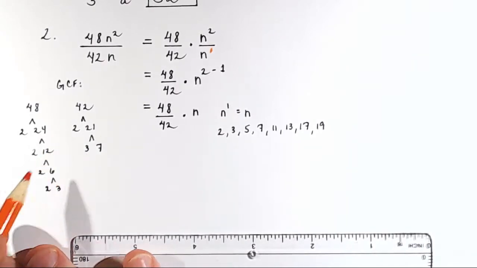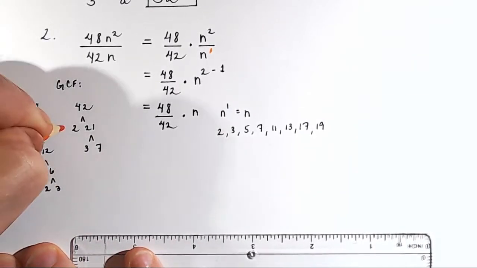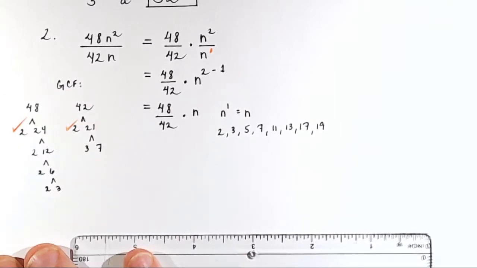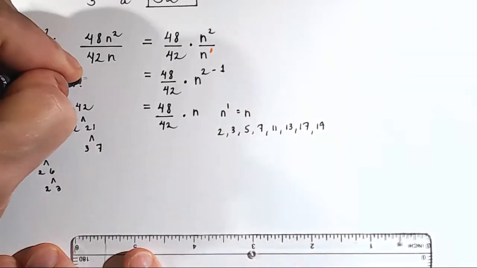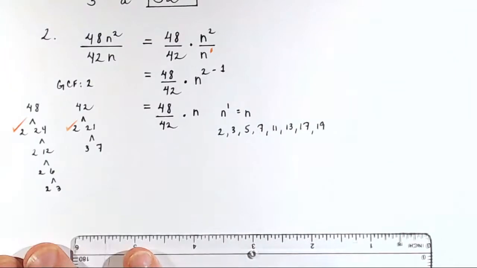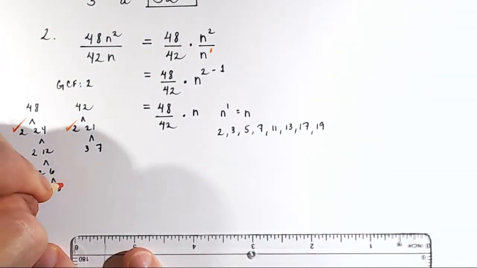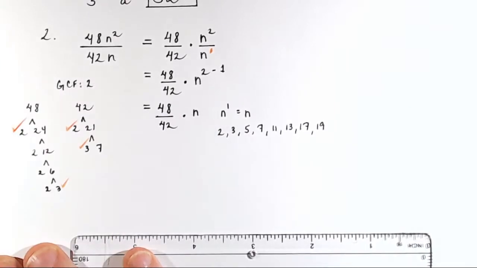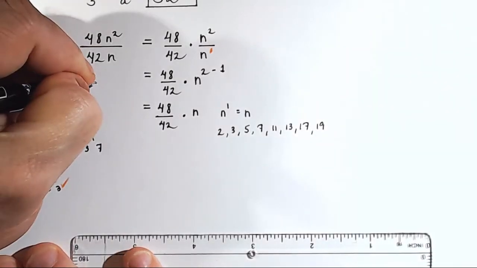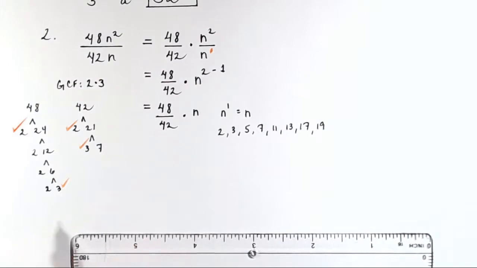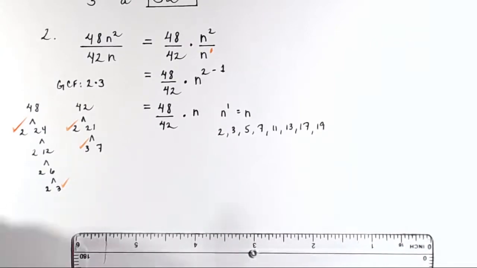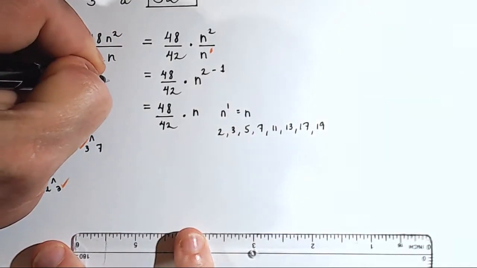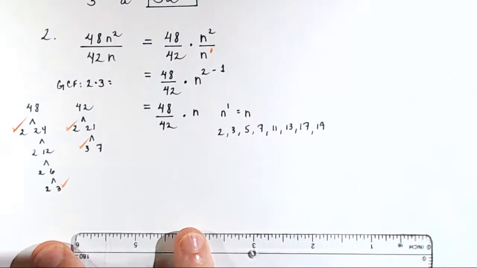I spy a pair of 2s. There's a pair of 2s. So as part of my GCF, I'll put 2. Just watch. Now I spy a pair of 3s. So 2 times 3. I don't see any other pairs here. So the GCF, greatest common factor, is 2 times 3. 2 times 3 is 6.